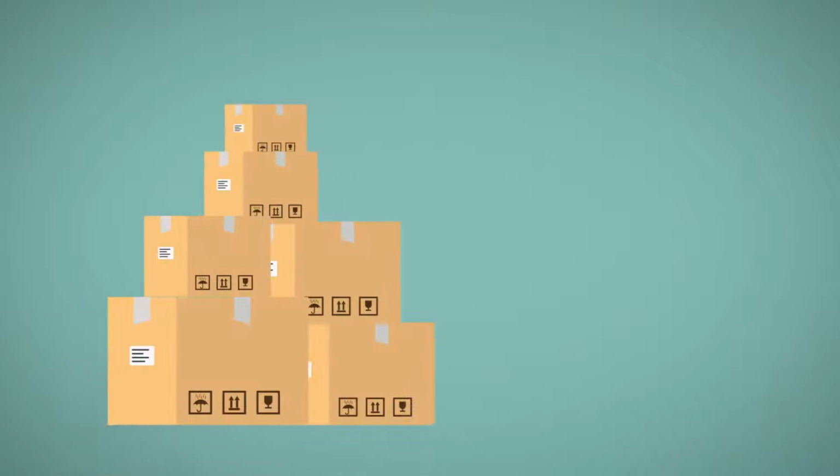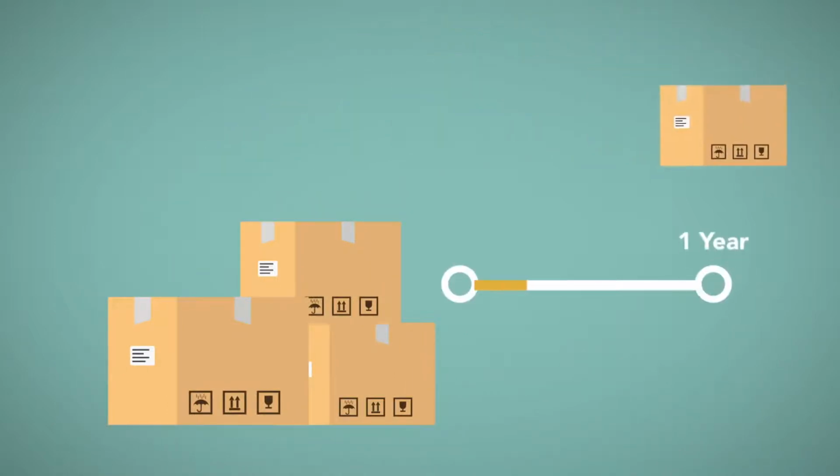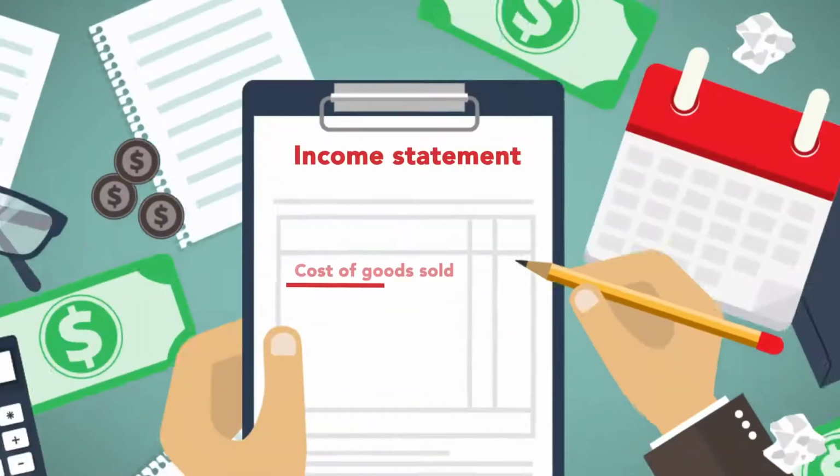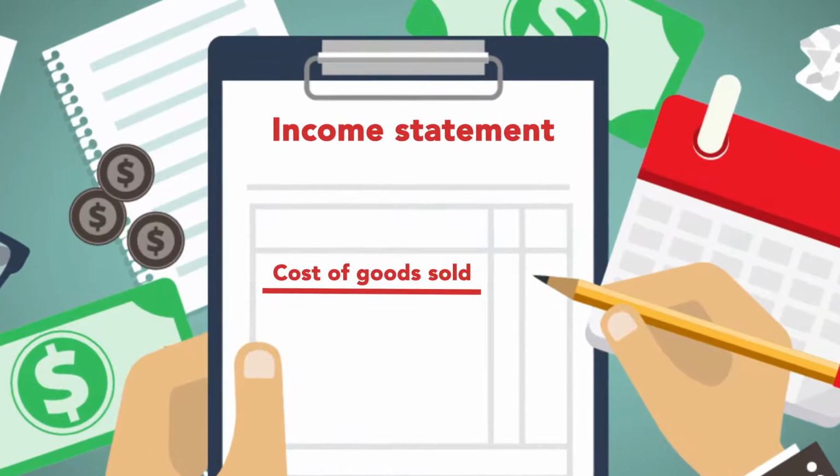Another operating measure focuses on inventory. We can measure how quickly inventory turns over, which means that it sells completely over the course of a year. We divide the cost of goods sold found on the income statement by the average inventory during the year.